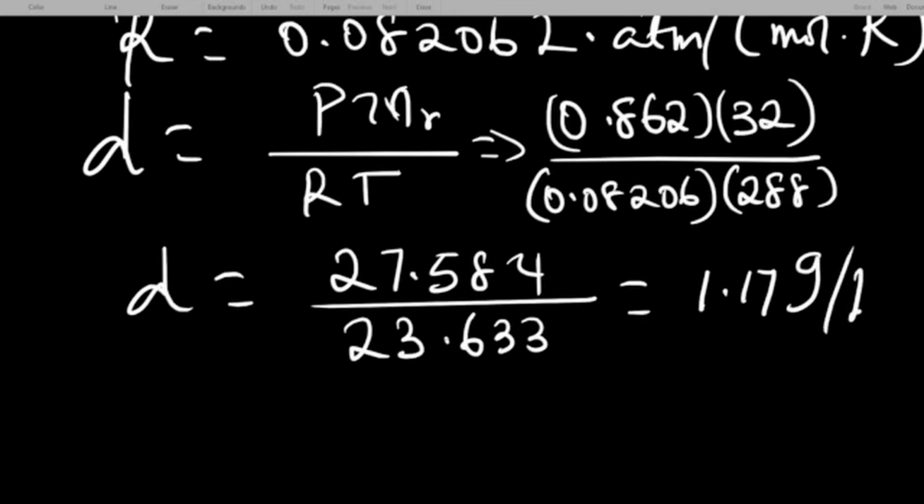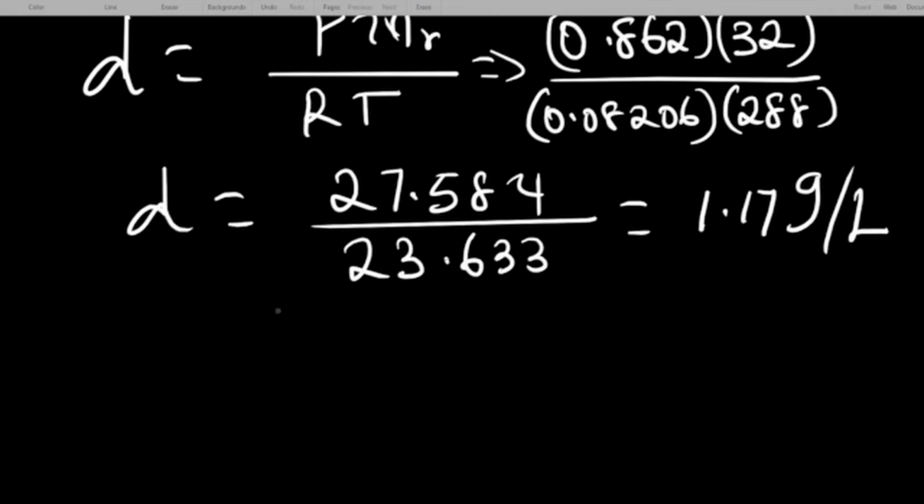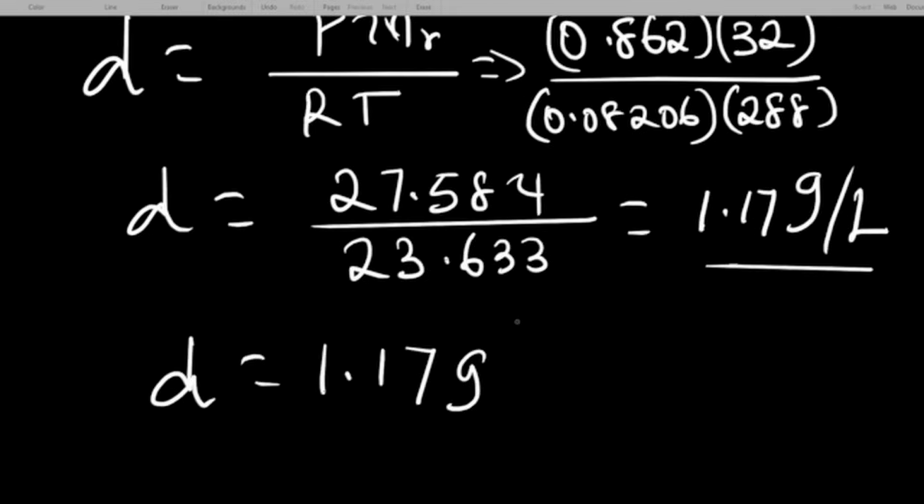Grams per liter. So you must always make sure that your units are in grams per liter, because that is the appropriate unit for gas density. So we say the density for this is 1.17 grams per liter. Now we're done with the first question.